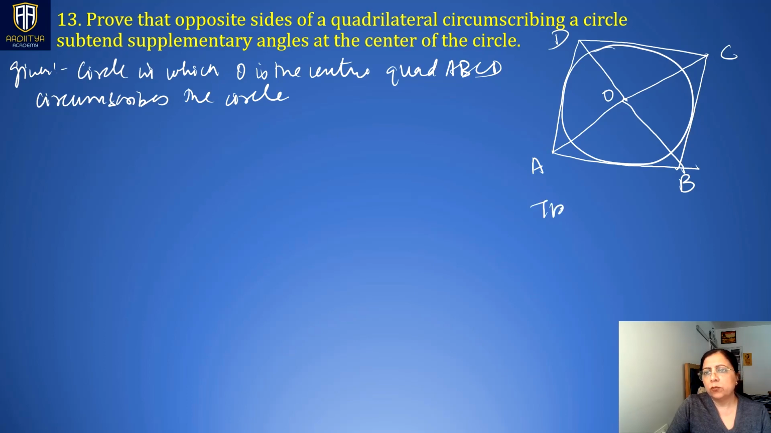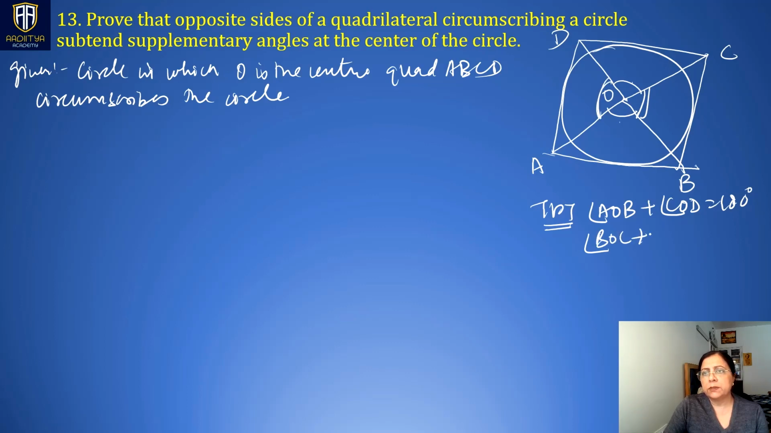First of all, what we have to prove is that these opposite sides, AB and CD. Let us take one pair at a time. AB and CD, when they are subtending these two angles at the center, that means angle AOB plus angle COD is 180 degree, right? The angles subtended by the opposite sides are supplementary. Similarly, this whole angle and this whole angle add up to 180. Angle BOC plus angle AOD is 180 degree.